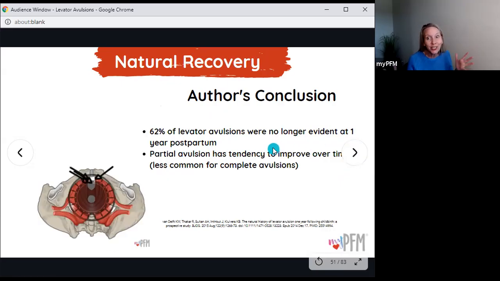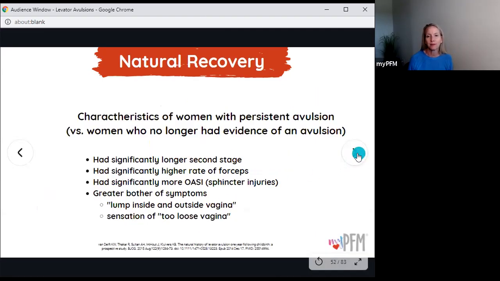So that's really good news, right? Yay! Partial avulsion has a tendency to improve over time, and it's less common for complete avulsions. Characteristics of women with persistent avulsions versus women who no longer had evidence of an avulsion: they had a significantly longer second stage of labor, like we talked about, a significantly higher rate of forceps, significantly more OASIS injuries or sphincter injuries, and they had a greater bother of symptoms, like the lump inside or outside the vagina and the sensation of too loose of a vagina.